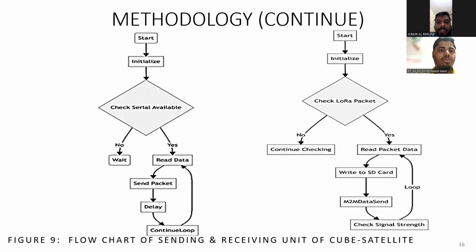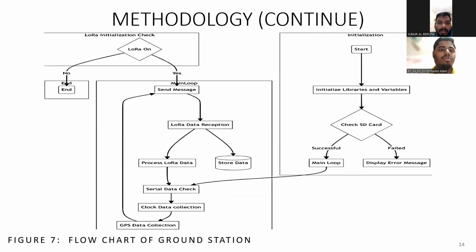The sending unit flowchart begins with library initialization, establishing serial communication with the receiving unit, and loading up for data transmission. It waits for data from the receiving unit and continuously reads and transmits data once available, ensuring an ongoing process.